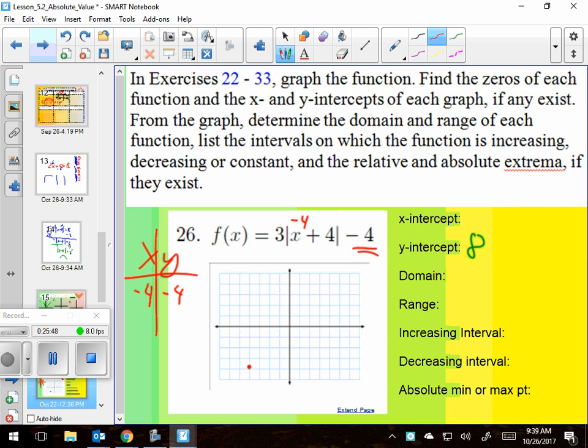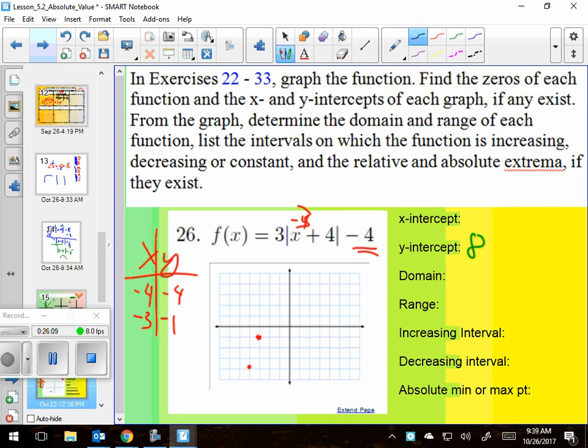I wouldn't necessarily know that until I put in a few more points. And I could put in, oh, -3. And then I put in the -3, and I figure out that that's 1, and the absolute value of that is 1 times 3 is 3. 3 minus 4 is -1. -3, -1. It's right there.